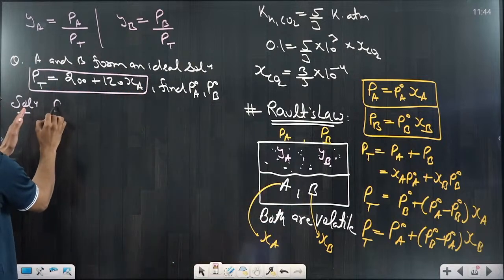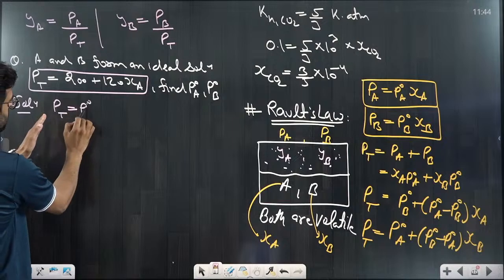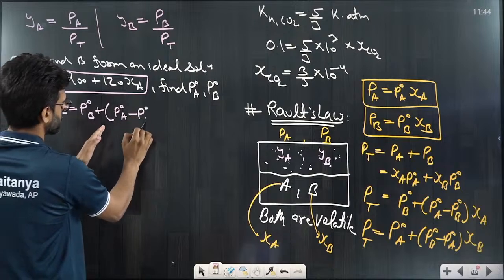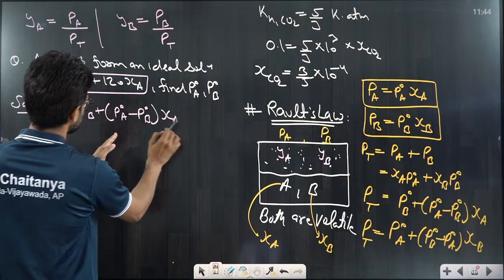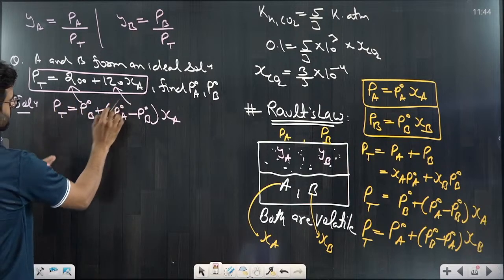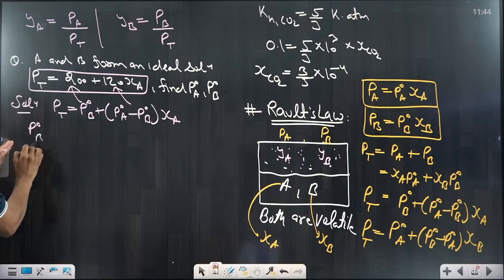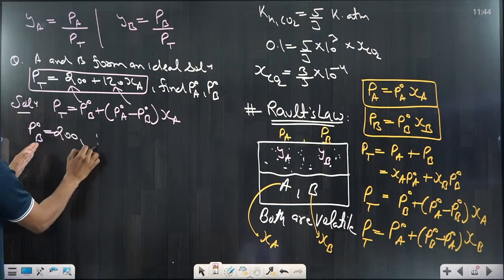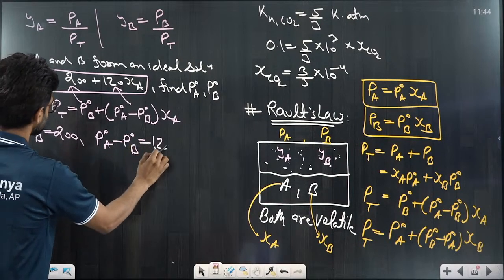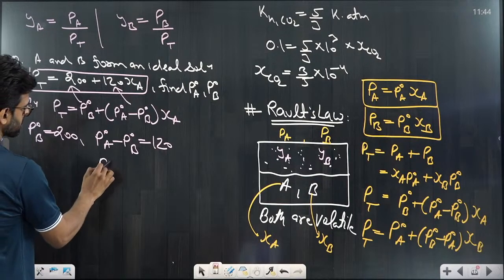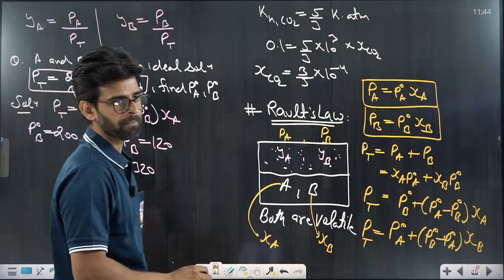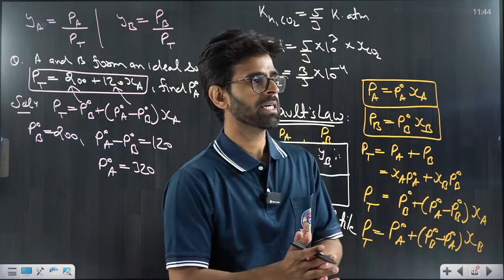PT equals P naught B plus (P naught A minus P naught B) XA. Relate it: P naught B is 200, and P naught A minus P naught B is 120. So P naught A comes to 320 mm of Hg. In this type of question it will help that way.